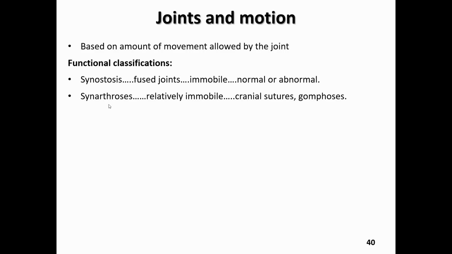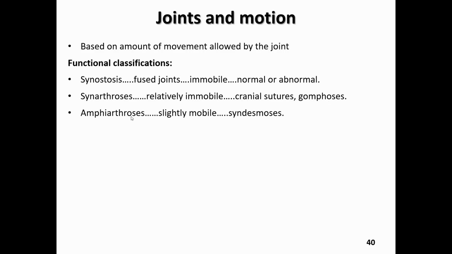Synarthroses are joints that are one step up, that are relatively immobile, which means that these joints have a very small or almost imperceptible amount of motion. Two examples of that include the cranial sutures and gomphoses, which are the joints between the teeth and the maxilla or the mandible bones.